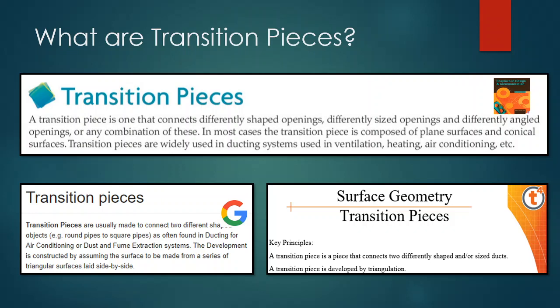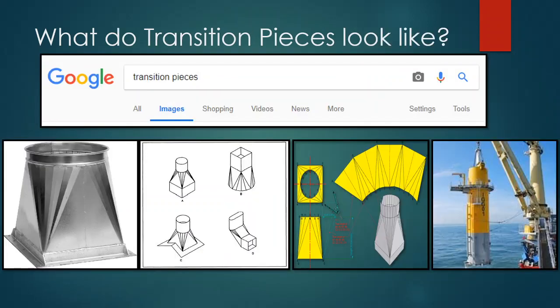So after figuring out the definitions of what transition pieces were, I decided to Google transition pieces images, to get an idea of what we'll be looking at and dealing with. On the left here, we can just see a pipe used in ducting. This is what you would see, or something like this, in our woodwork rooms and metalwork rooms.